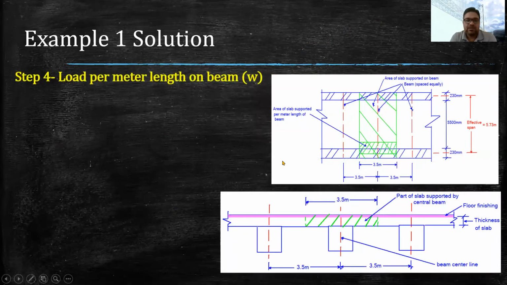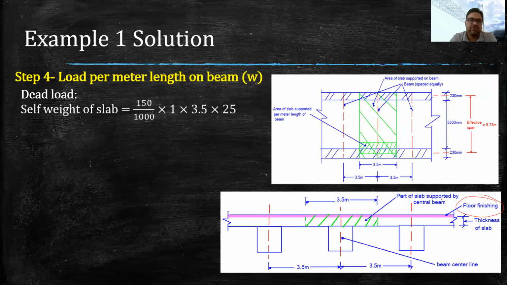So first load will be the dead load. Now in the dead load, there will be the self weight of slab, there will be the self weight of beam, there will be the weight of floor finishing. So we have to consider all of this to calculate the dead load. First of all, we will find out the self weight of the slab.